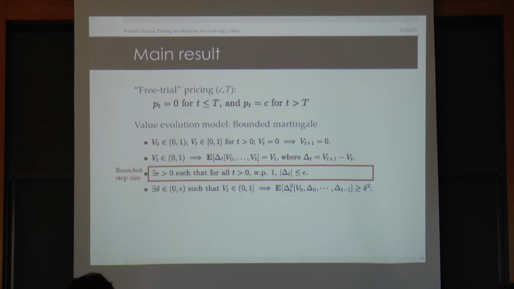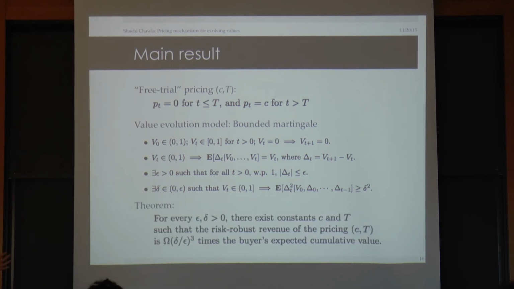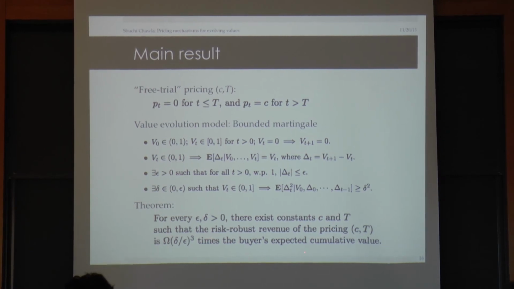And we also assume that the step size of this walk is bounded, and then there's some minimum randomness at every step. And if we have all these properties, then it turns out that this sort of pricing is going to get a constant fraction of the buyer's cumulative value, where this fraction depends on the ratio of the upper and lower bound on how much randomness we are adding in the walk in this value evolution at every step. Okay.